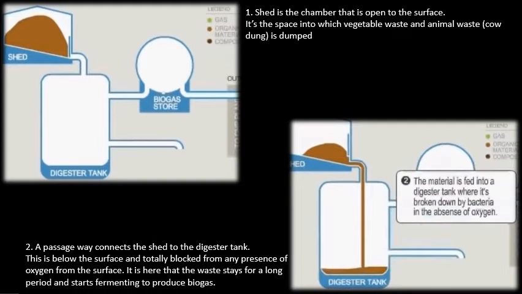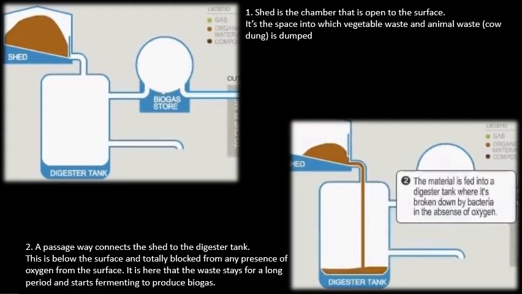Once the shed gets filled, there's a passageway which is blocked. The passageway will be lifted, and from the shed, that vegetable waste or animal waste will flow into the digester tank. The digester tank is the biggest tank in the whole of the biogas plant, and that is the place where the waste will stay for a long period of time and the fermentation process will happen.